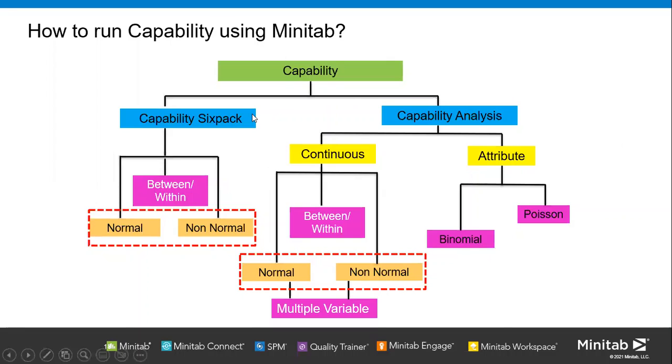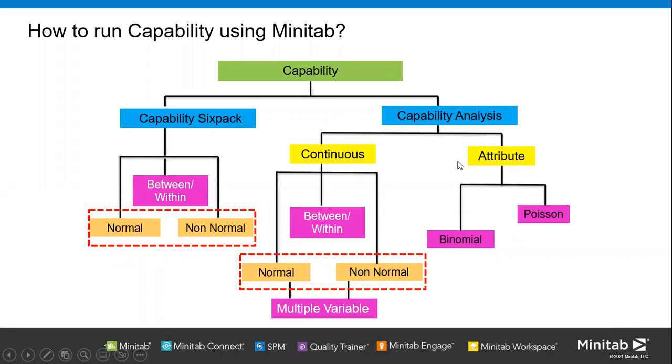So this one is available two ways. This one is a capability Sixpack, and then we have a capability analysis. It depends on your situation. For the capability Sixpack, we have normal distribution, between or within, and then we have non-normal. And for the capability analysis, we have continuous and attribute.